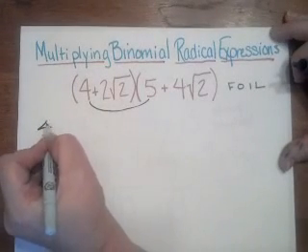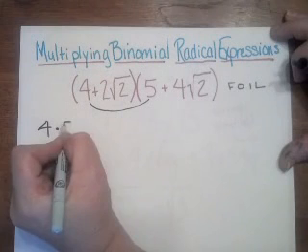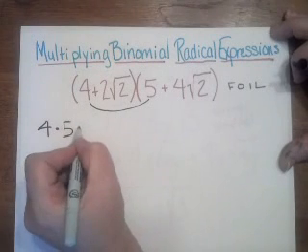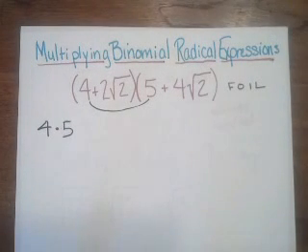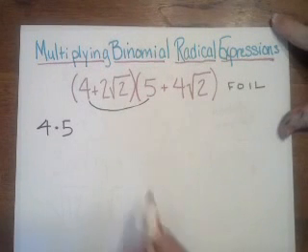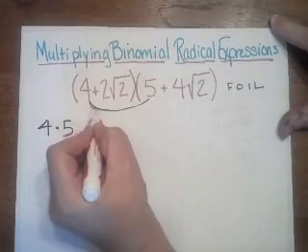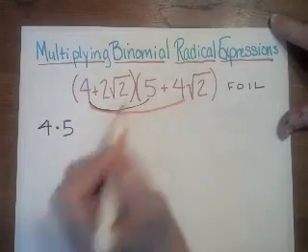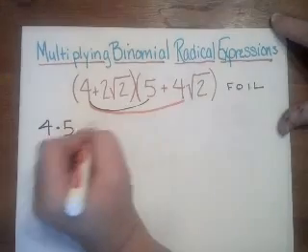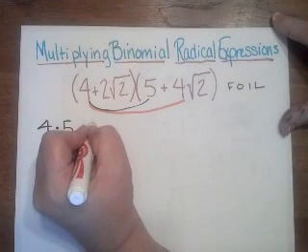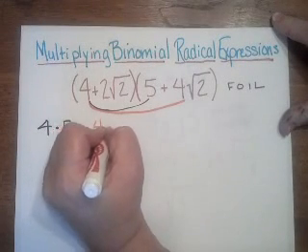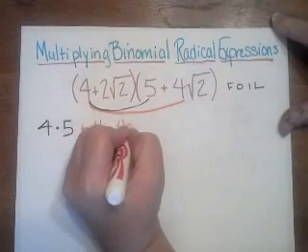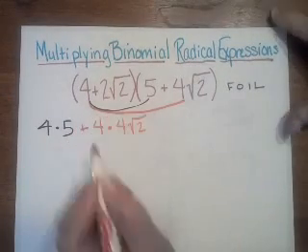Now, you may not always write every step out like this, but I want to make sure you see it at least this first time. And then we're going to take the outer. So I'm going to take the 4 times 4 times the square root of 2. Those are both positive, so this is positive 4 times 4 square root of 2.